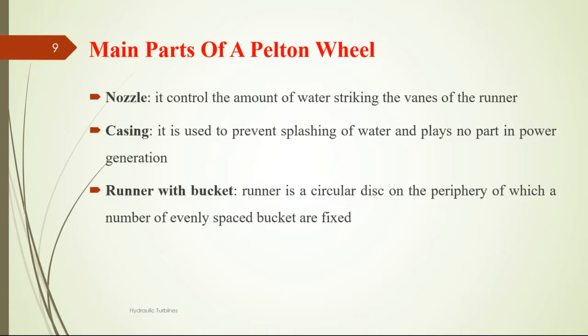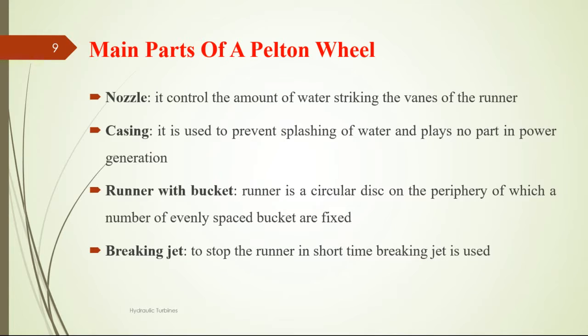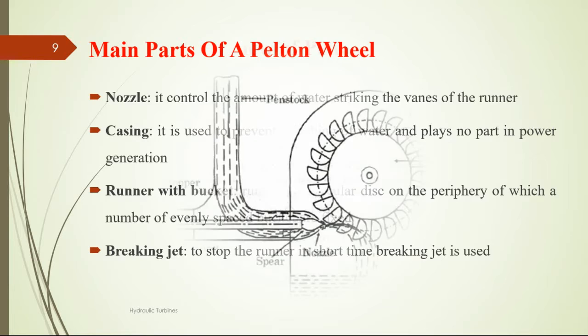Third one is runner with bucket. Runner is a circular disc on the periphery of which a number of evenly spaced buckets are fixed. And next one is braking jet. To stop the runner in short time, braking jet is used.